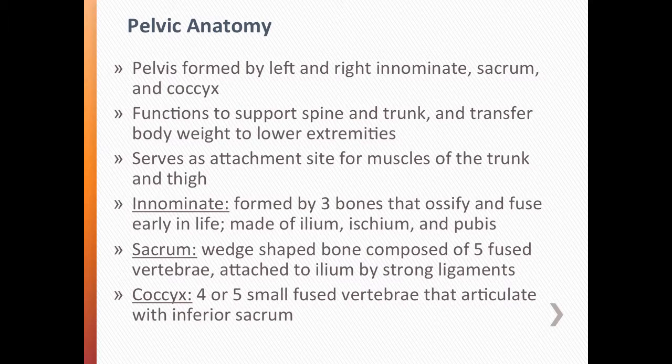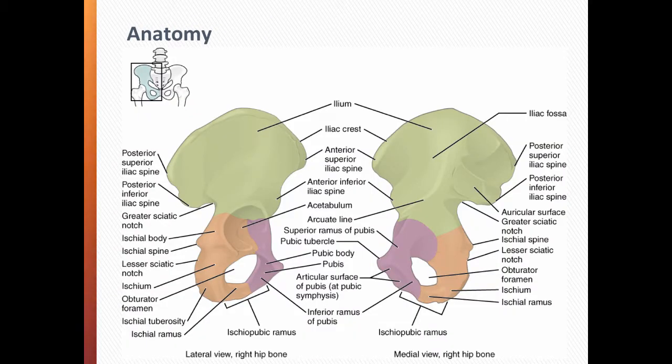We have the sacrum, which is a wedge-shaped bone composed of 5 fused vertebrae, which is attached to the ilium by strong ligaments. And then finally the coccyx, which is 4 or 5 small fused vertebrae that articulate with the inferior sacrum. So again, here's our anatomy.